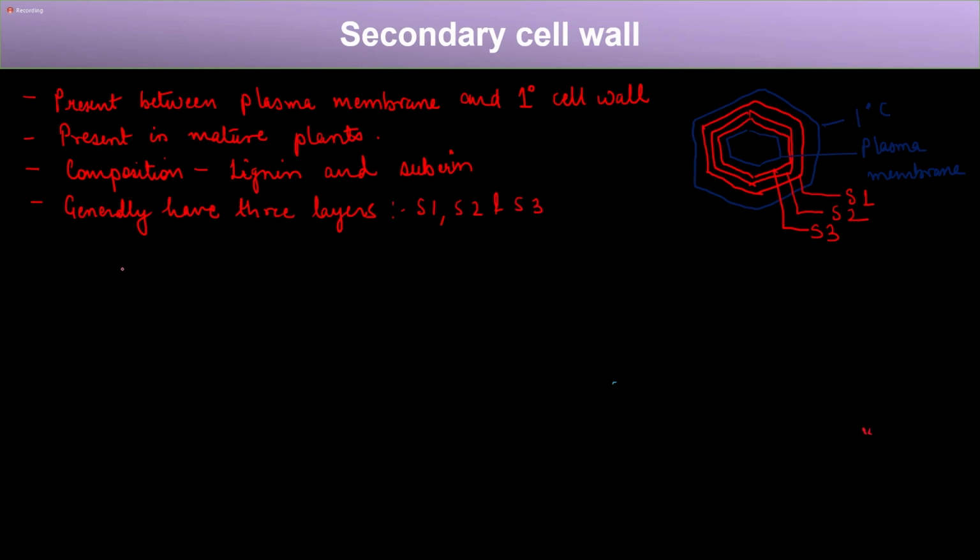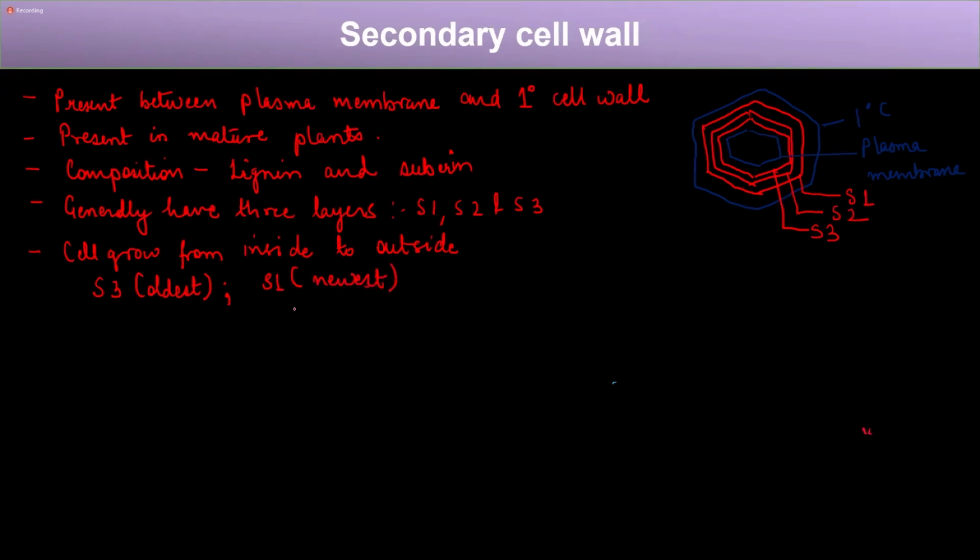Now, if someone asks you which is the oldest layer and which is the newest layer, you should know that the cell growth takes place from inside to outside. So the oldest will be the one that is inside, so S3 will be the oldest layer. And which will be the newest? It will be S1. So S1 is the newest layer.